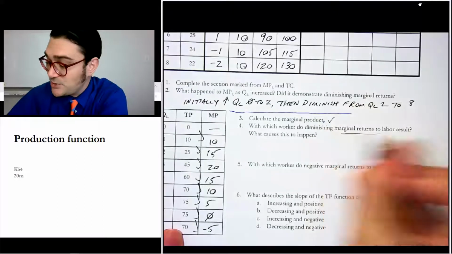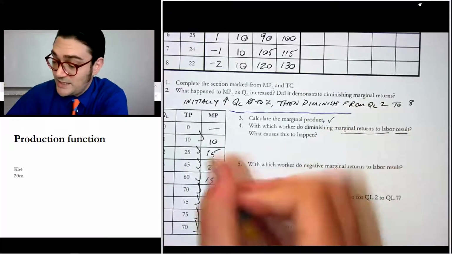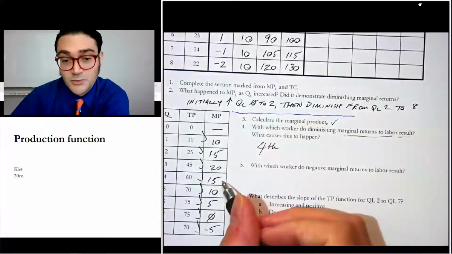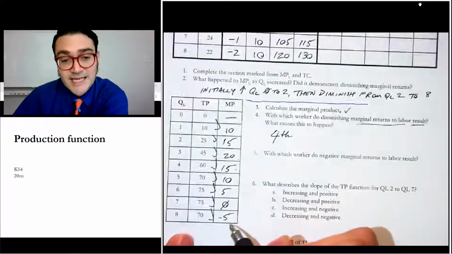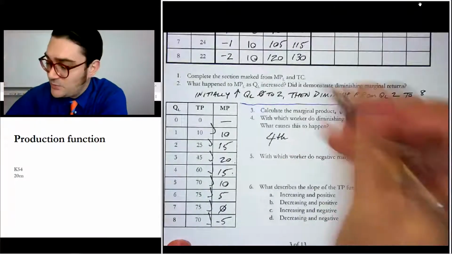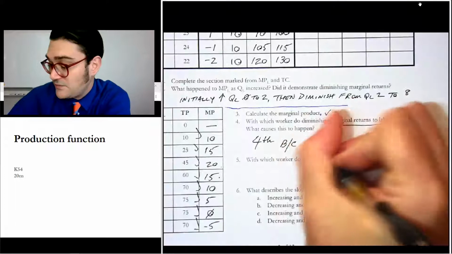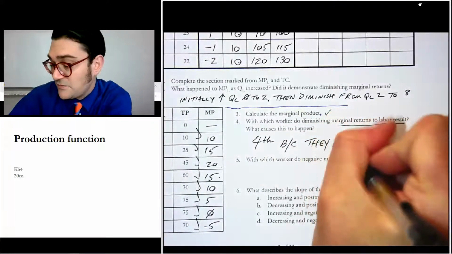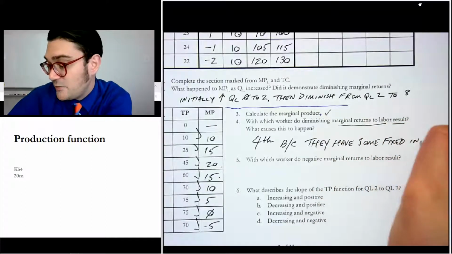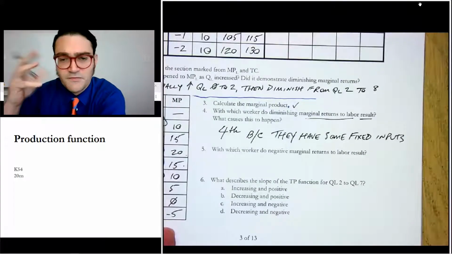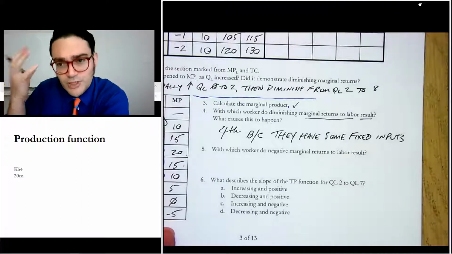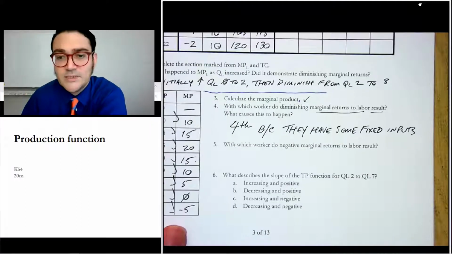With which worker do diminishing marginal returns result? Where do they start? They don't start with the third worker. They start with the fourth, because that's the first one where it starts to get smaller. Some students will say this eighth worker. That's not correct. The diminishing actually starts when MP starts to go back down again. And we'd say that's because they have some fixed inputs. If we had variable amounts of machinery that the ice cream shop could adjust all the time, then you wouldn't see this happen. But if you have some fixed inputs, then that's what happens.